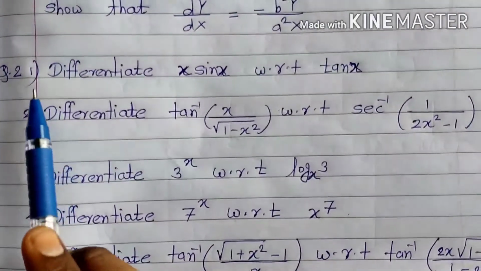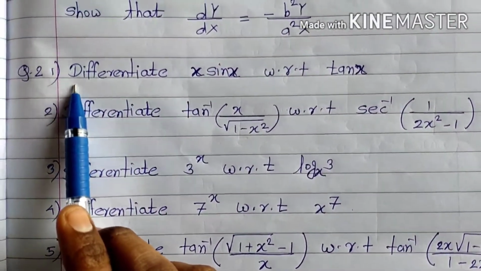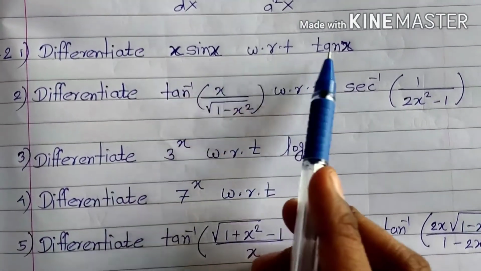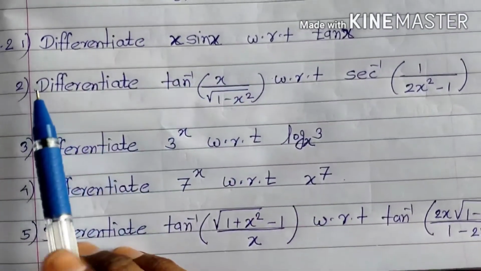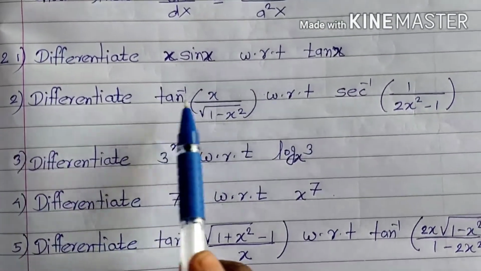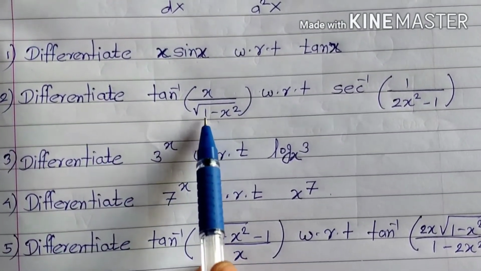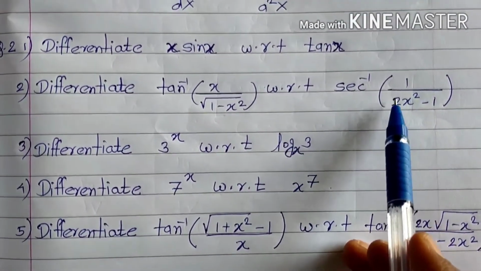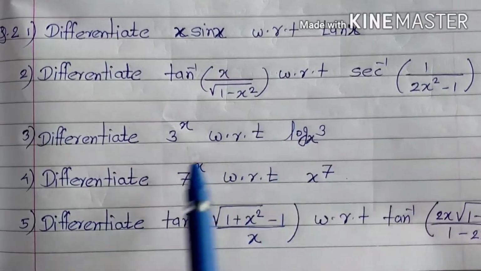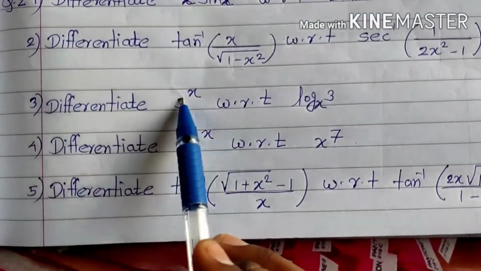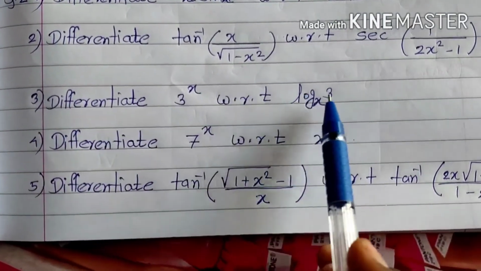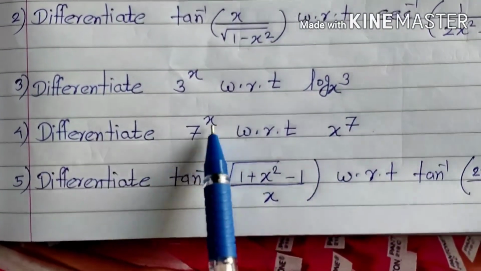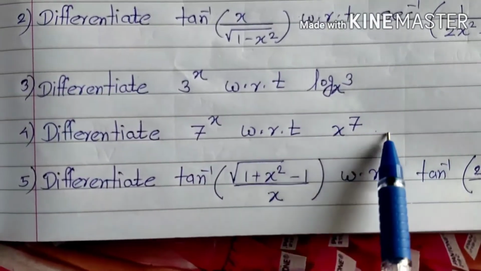Next question, question number 2. First question: differentiate x sin x with respect to tan x. Next question: differentiate tan inverse x upon under root of 1 minus x square with respect to sec inverse 1 upon 2x square minus 1. Third question: differentiate 3 raised to x with respect to log 3 base x. Next, differentiate 7 raised to x with respect to x raised to 7.